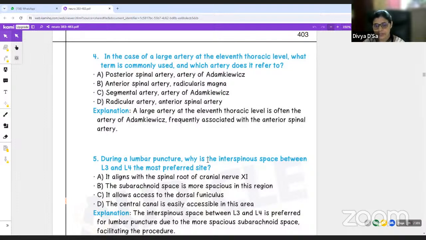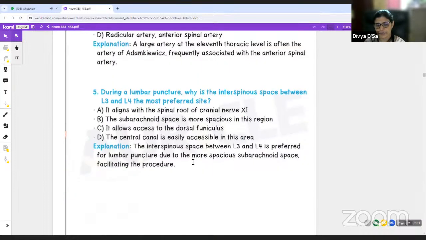During a lumbar puncture, why is the interspinal space between L3 and L4 the most preferred site? So why is it? I told you already, the interspinal space between L3 and L4, because it is quite roomy. Spinal cord is ending above, isn't it? So what are the options they are given?